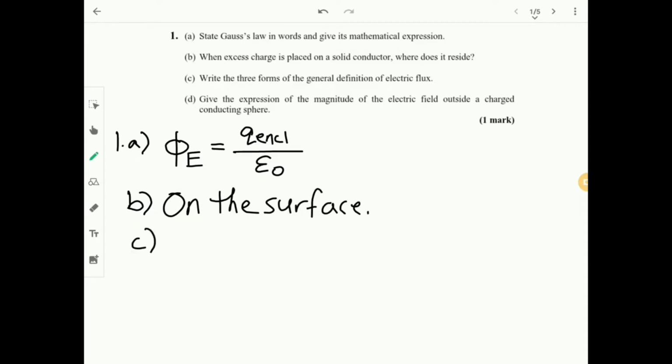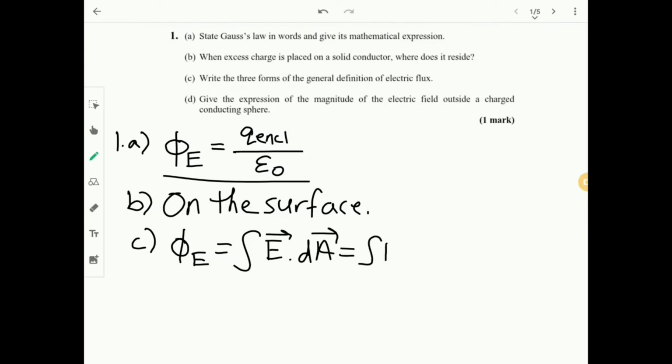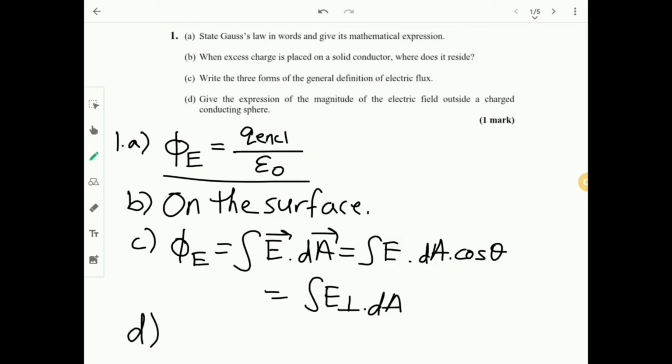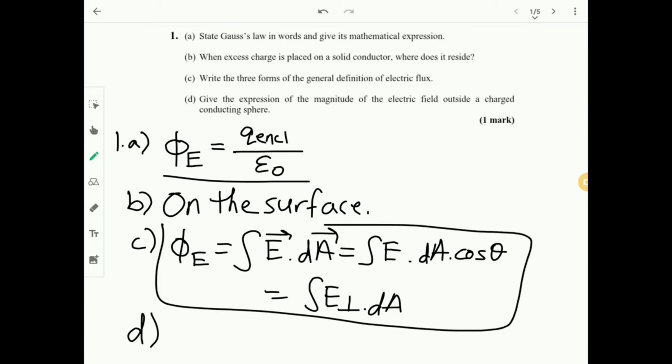C. Write the 3 forms of the general definition of the electric flux. So other than this, the one that I've underlined, there are 3 other equivalent equations. So let's just write that. Phi E is equal to the integration of the electric field vector times the area vector, which is equal to the electric field times dA times cosine of the angle between them, which equals the perpendicular electric field times the area. Just memorize these 3 equations. You don't need to know the derivation, just memorize.